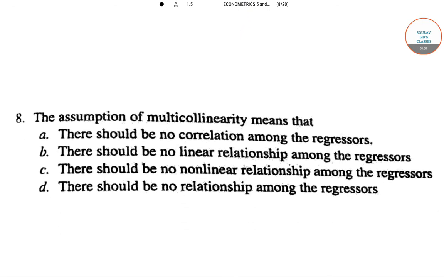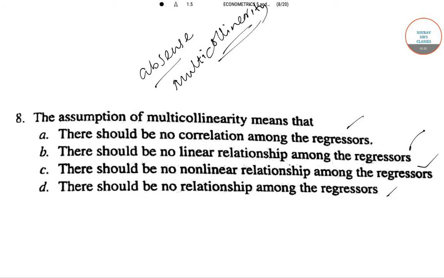Question number 8. The assumption of multicollinearity means that there should be no correlation among regressors, no linear relationship among regressors, no nonlinear relationship among regressors, or no relationship among regressors. So the absence of multicollinearity basically means there should be no linear relationship among regressors. Collinear means linear relationships. So there should be no linear relationships among regressors. So this is the correct answer.